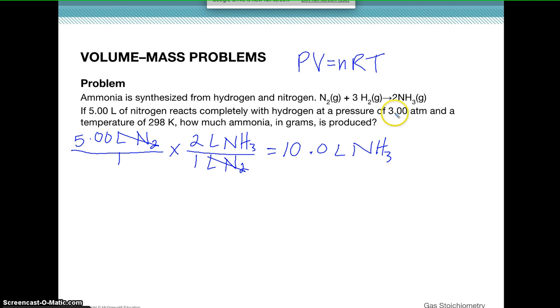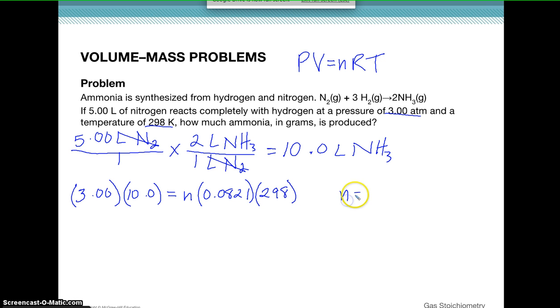Okay, so let's substitute in. Here's our pressure. Here's our temperature. We just found our volume, so let's substitute in and solve for moles. So our pressure is 3.00 atmospheres. Our volume, 10.0 liters, equals n times R, and because we're in atmospheres, we can use 0.0821. And our T, it's already in Kelvin, 298. So when we solve for n, we want to have 3 sig figs based on all of our measurements. They all have 3 sig figs, and that would give us 1.23 moles of NH3.